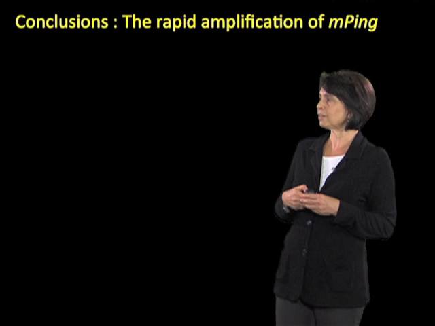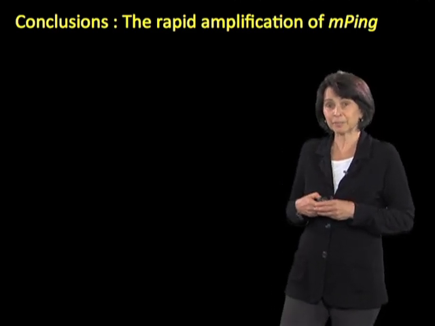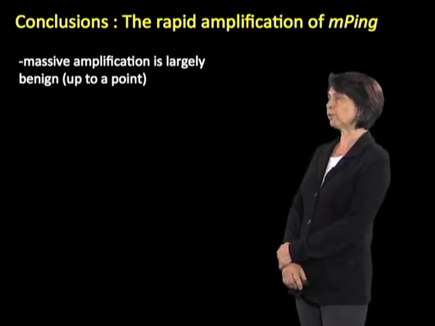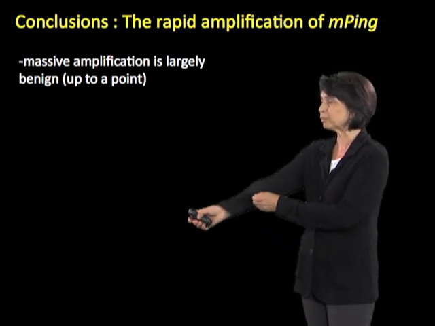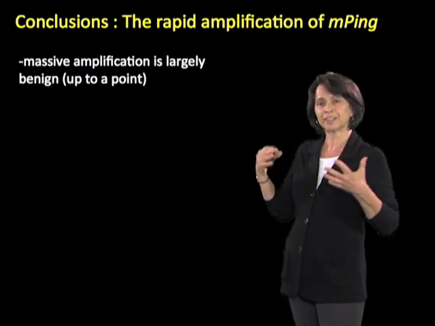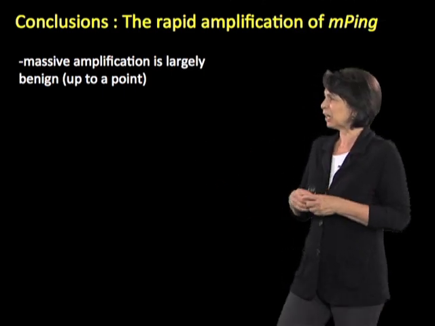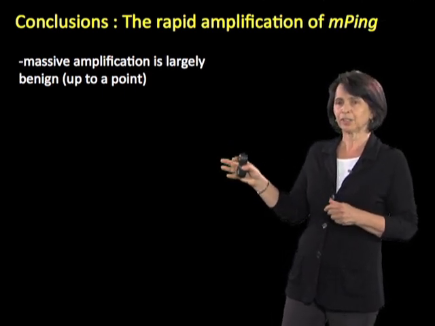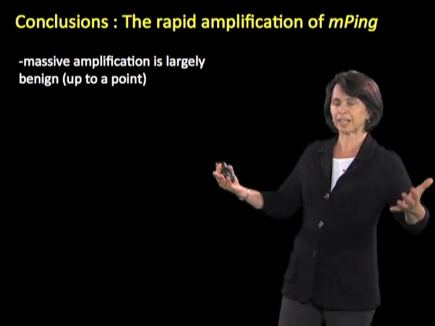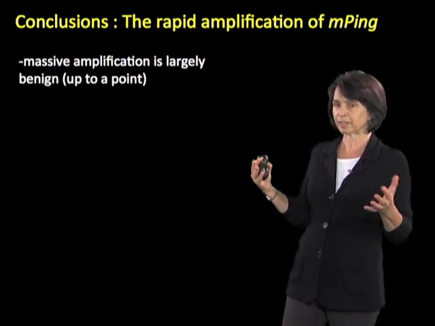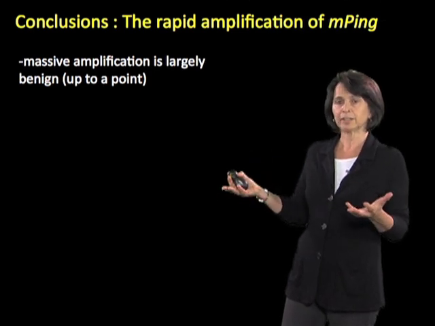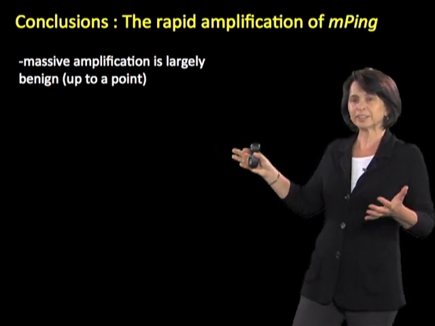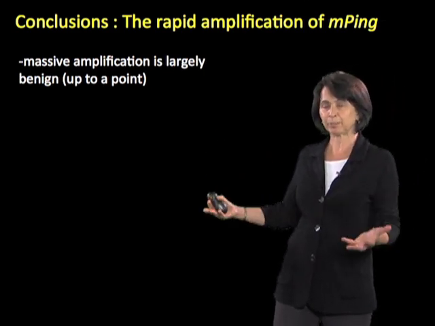Okay, so let me give you conclusions from this part of the talk. The first thing is that we found surprisingly, or maybe we were surprised, but that's why you do experiments, to get surprised, and then you see the results and you say, oh, that makes sense, that massive amplification is largely benign. And when I say up to a point, we've caught this element in the act of amplifying. Obviously, at some point, if the number of elements transposing gets too great, it's going to start causing some damage. And that's one of the things we're really, really interested in. When does this activation stop? What happens? And we don't know yet.